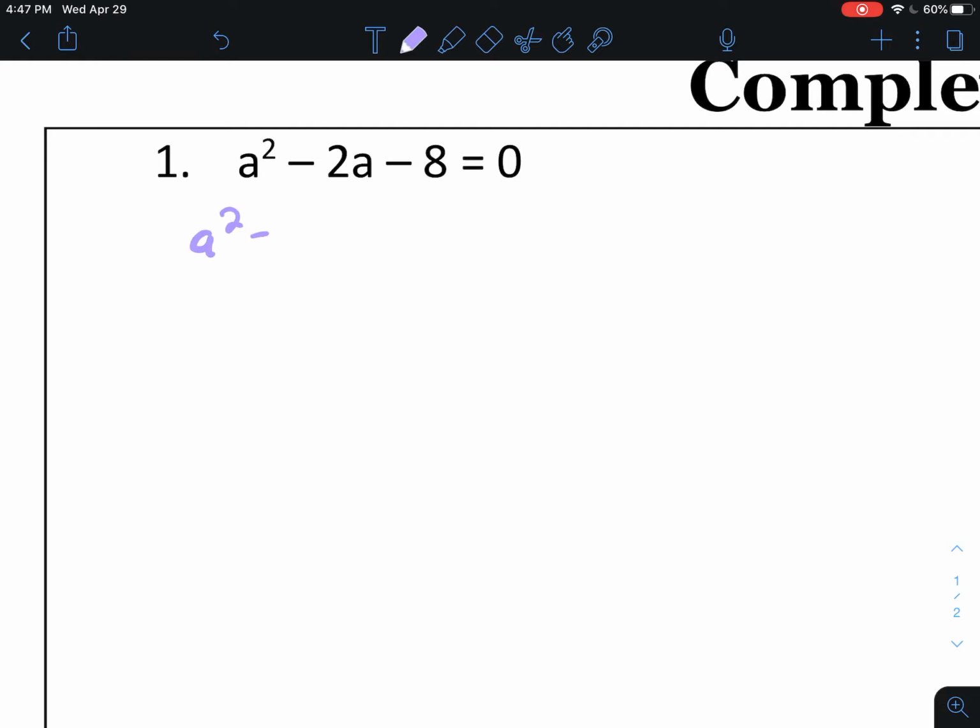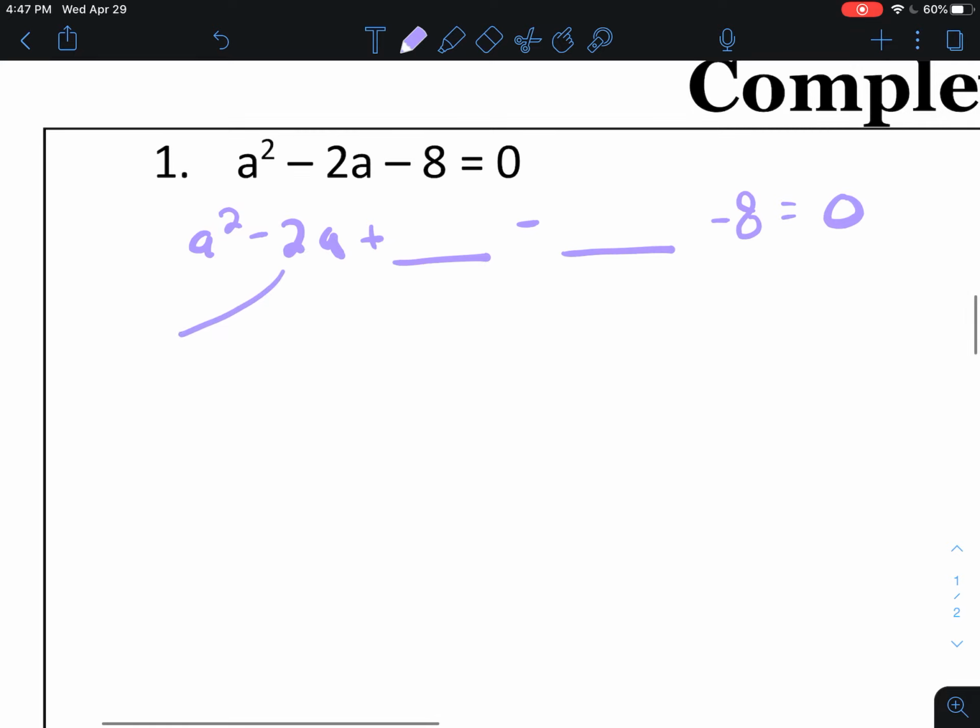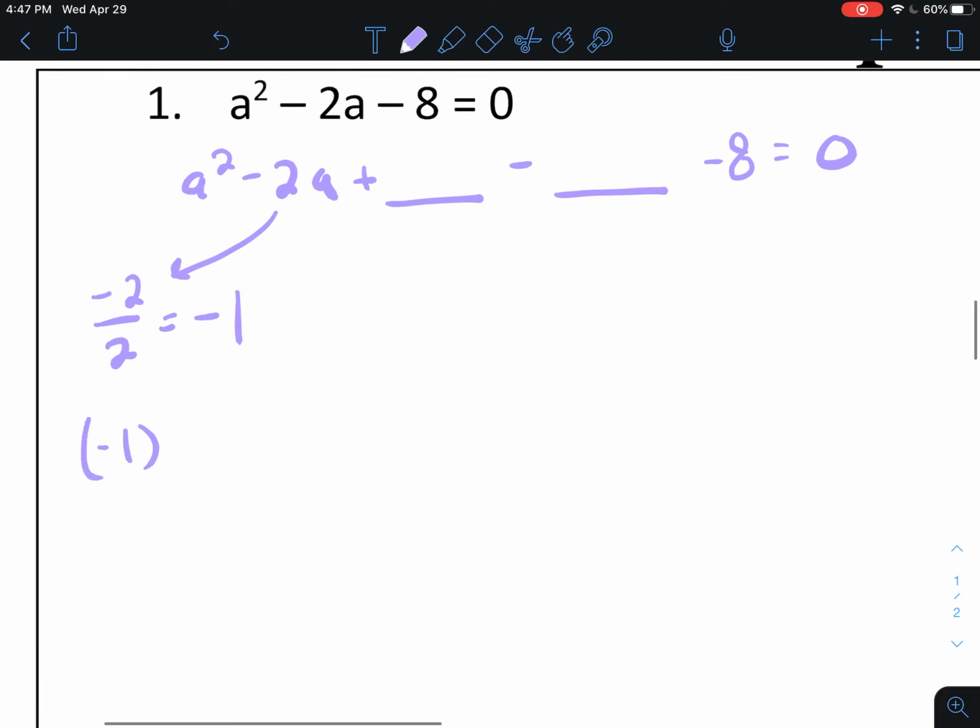So a squared minus 2a, and then we put a plus blank, minus blank, and then we put the minus 8 next to that, equal to 0. From here, what we did was we found the c value. To find the c value, you take b, so negative 2, and you cut it in half. That gives us negative 1. Once you cut it in half, you then square it, gives us positive 1. That tells us what fills in the gaps that we just added. So that was the first step.